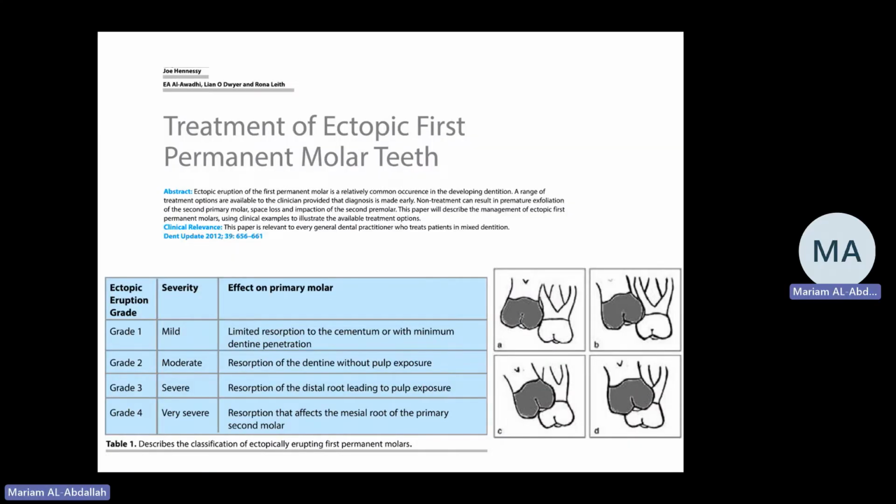Now, it's important to classify the severity of the first permanent molar impaction or ectopic eruption, right? As you can see here, if we have limited resorption of the cementum, minimal dentine penetration, this is a mild case. For mild cases, that is considered grade 1 ectopic eruption, we usually put the patient under observation, and it can go spontaneous eruption.